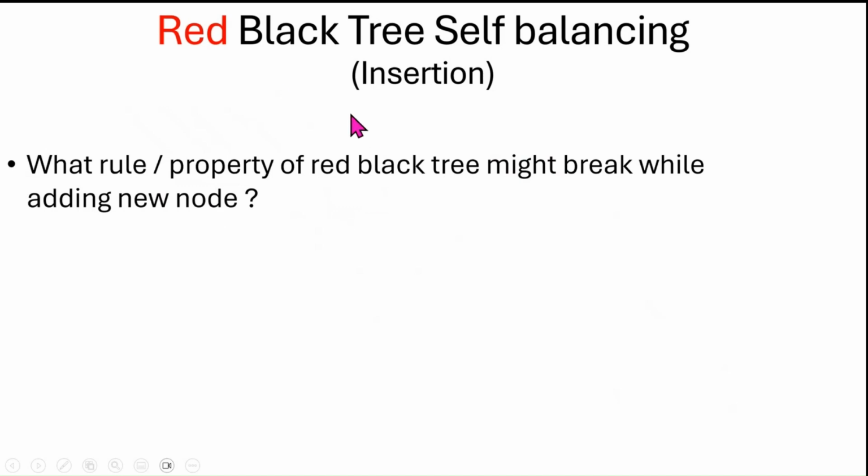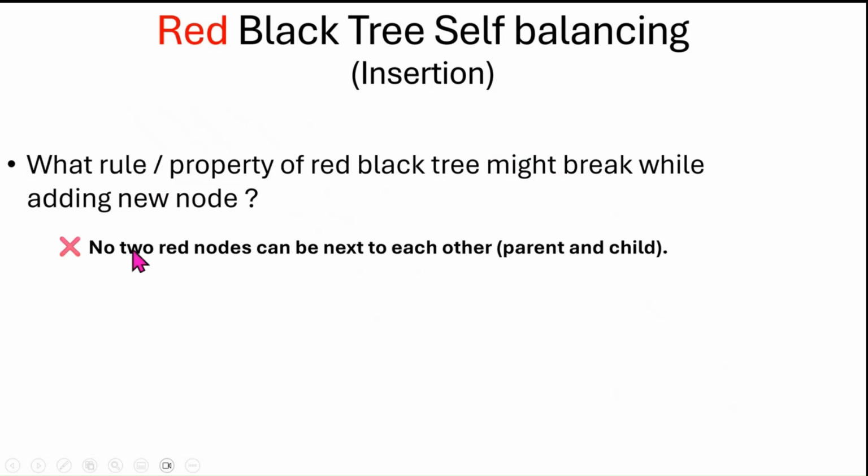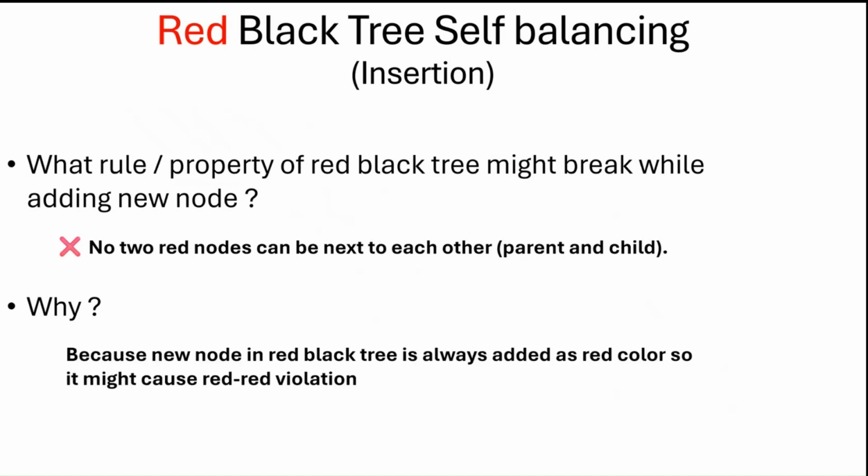What is the first property of the red-black tree that gets violated during insertion? It is that no two red nodes can be next to each other, parent and child. Now, one question might come to mind: why only this property gets violated first? Because we know that a new node in a red-black tree is always added as red. So the parent might be red and the new node is always red, so it will definitely cause the red-red violation first.